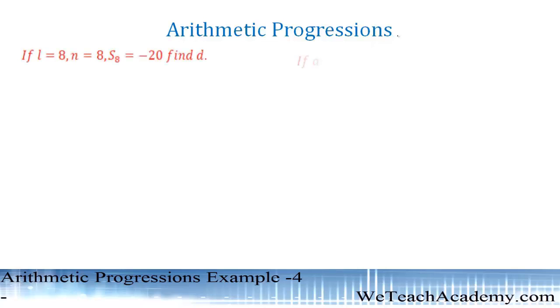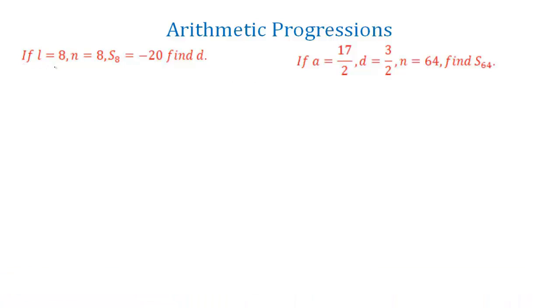So here we have two examples. Let us go with the first example. Given that L is equal to 8, n is equal to 8 and S8 is equal to minus 20, then we have to find the common difference.